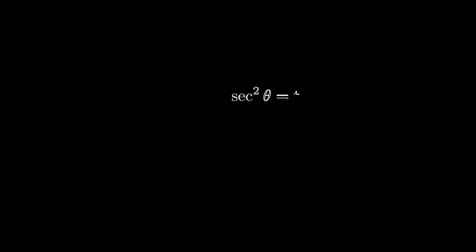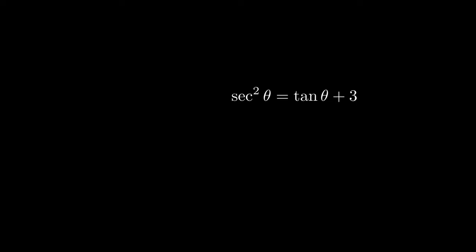Let's get into A then. A is secant squared theta equals tangent theta plus 3. Now, I would like to have all the same trig functions. Luckily we have an identity for secant squared. It's on your formula page. Secant squared is equal to tangent squared plus 1.